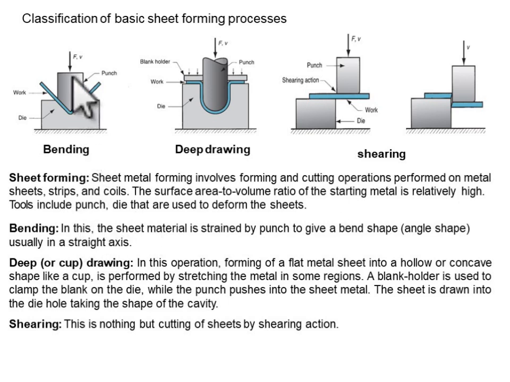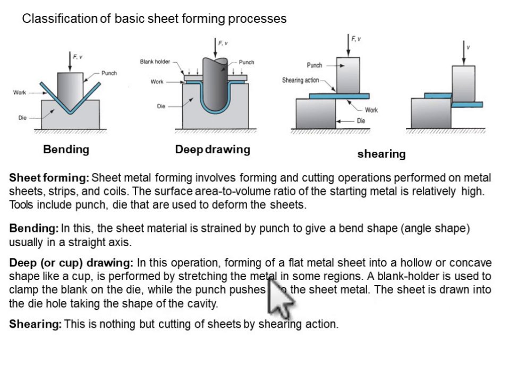So you can see from this diagram what we do in bending. In this, the sheet material is strained by a punch to give a bend shape or angle shape. Now the second one is deep drawing or cup drawing. This shape looks like a cup, that's why we call it cup drawing also. So in this operation, we put the flat metal into a hollow or concave shape like a cup.